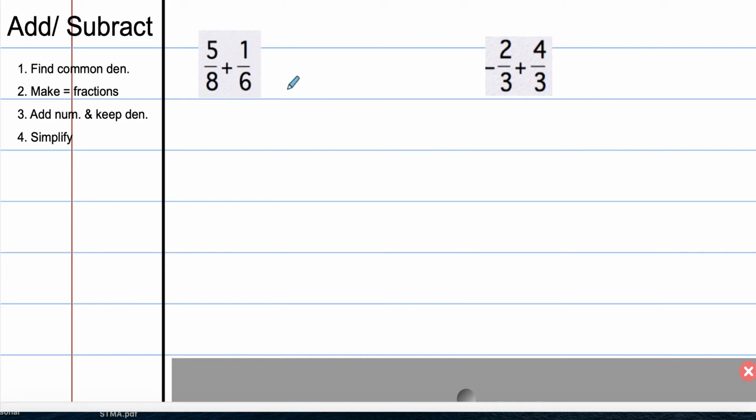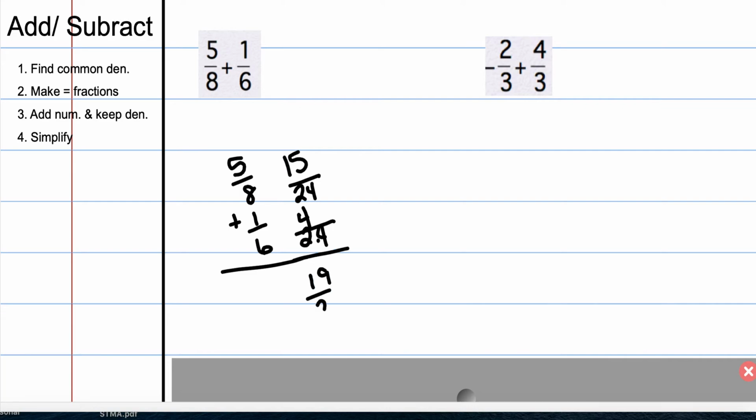Now you can go side by side, or you can write it up and down. It doesn't matter. I'll show you both ways. I like to do it up and down only because then I can find equivalent fractions using our least common multiple. If we multiply these out, that'd be 24. I could have gone all the way to 48, it just causes me to simplify more. 4 times 6 is 24, so 1 times 4 is 4. 8 times 3 is 24, so 3 times 5 is 15, which would give me 19/24. That cannot be simplified.